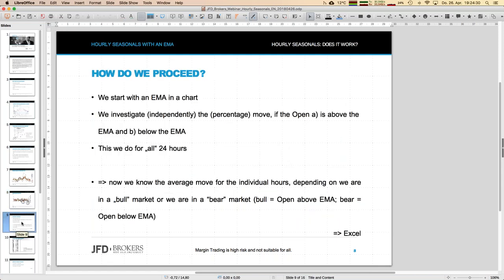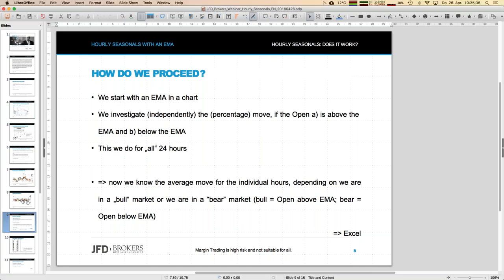Let me explain how I did that kind of analysis. Once again, I start with an EMA in a chart. Not really, I'm not looking at charts now, because I do that analysis on the last 14 years of historical prices I have. But we use that EMA once again to separate our markets into something more bull or bear market, and we investigate those independently.